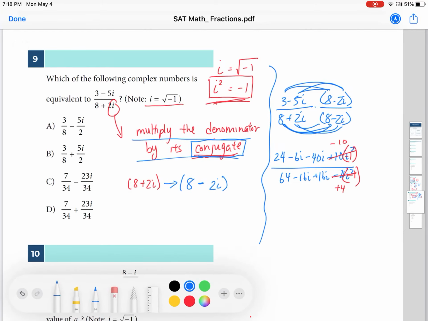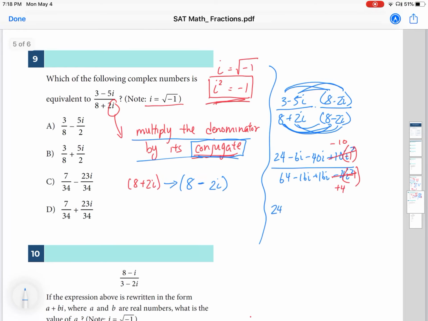And now I'll combine like terms because I'll have 24 minus 10 minus 6i minus 40i all over 64 plus 4 minus 16i plus 16i. And so minus 16i plus 16i cancel out. In my numerator, I will have 14 minus 46i.